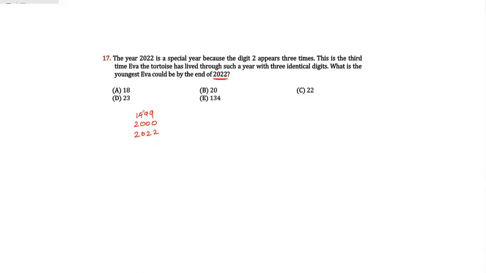So the year that we're looking for is 1999, wherein the digit 9 is getting repeated. So what is the youngest Eva could be? The youngest it could be is if it was born in 1999 and the birthday is in 2022. So Eva would be 23 years old. So my answer will be option D.